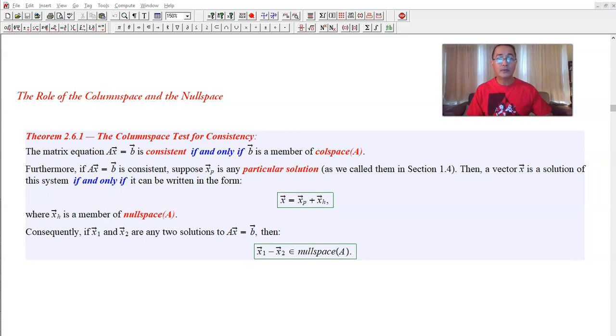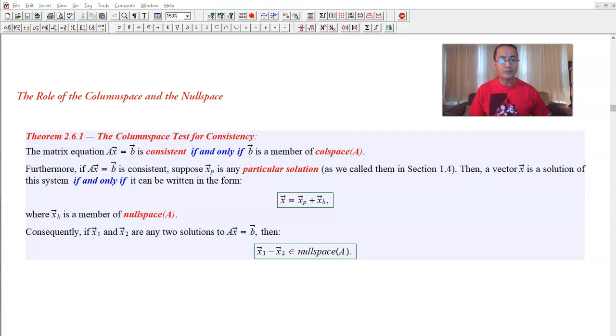So let's start with two of the four fundamental matrix spaces. We are going to see how the column space and the null space fit together when we are solving systems of linear equations. This is called the column space test for consistency. The matrix equation AX equals B is consistent, meaning of course it has at least one solution, if and only if B, the vector on the right side of the equation, is a member of the column space of A. Now, why is that true?